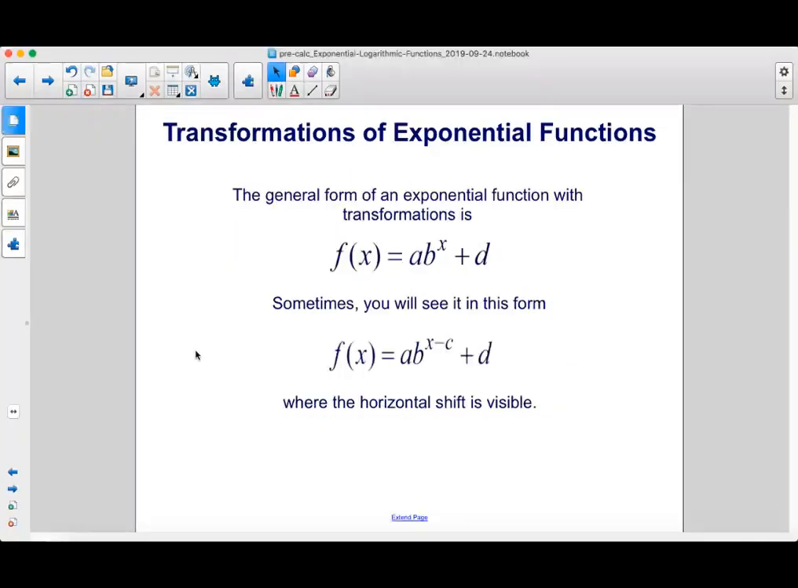The general form of an exponential function with transformations is f of x equals a times b to the x power plus d. Sometimes you will see it in this form, f of x equals a times b to the x minus c power plus d, where the horizontal shift is visible.